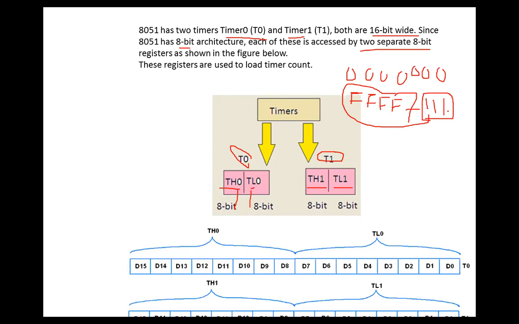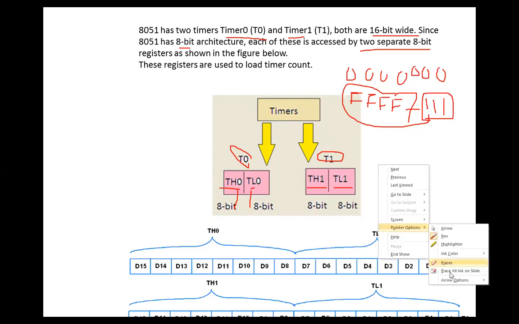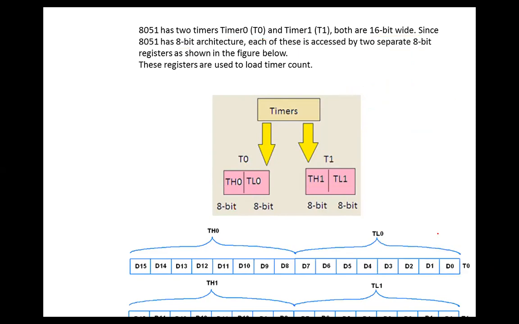For that purpose, you have to use the modes of the 8051 timer: mode 0, mode 1, mode 2, and mode 3. In each mode, the timer acts differently. In one mode it acts as a 13-bit timer, in another mode as a 16-bit timer, and in another mode only as an 8-bit timer. So depending upon the requirement of your counting or your delay time, you have to set the mode of these timers and select the timer priority.